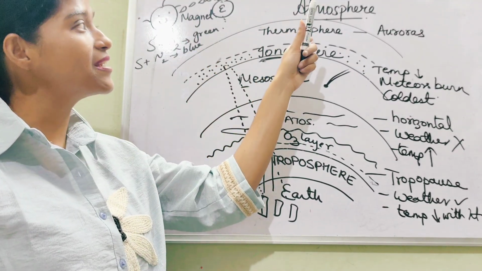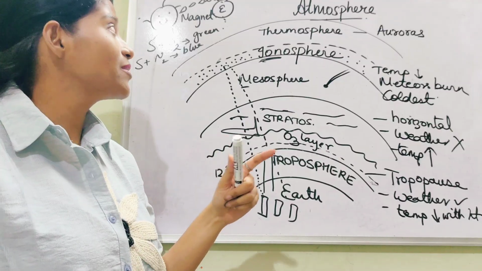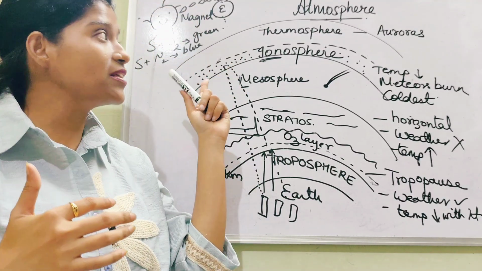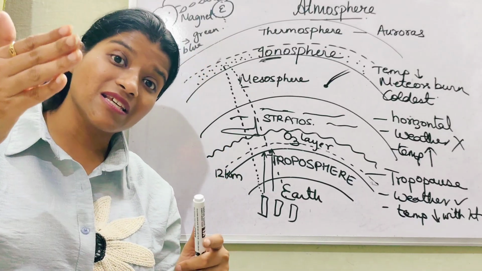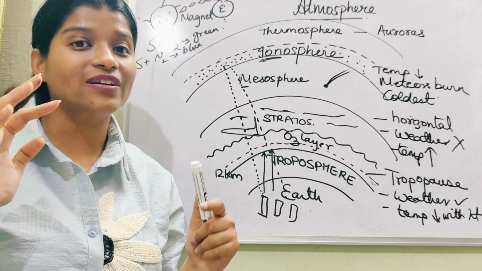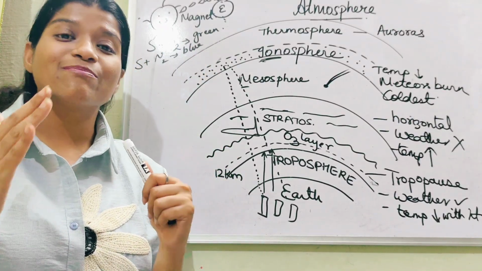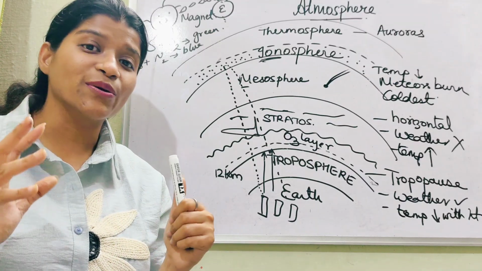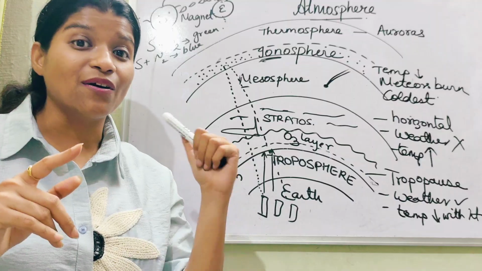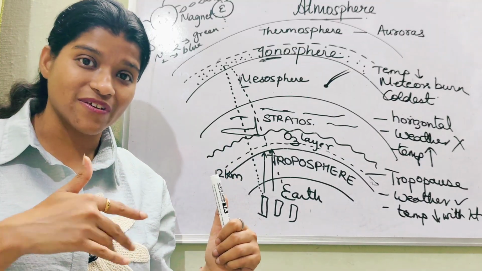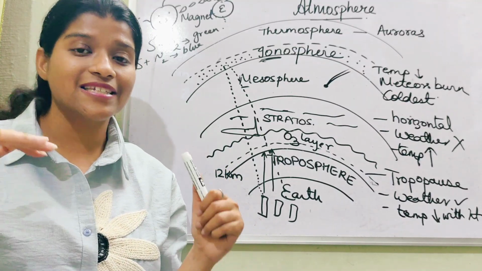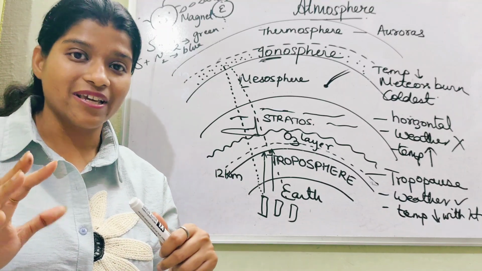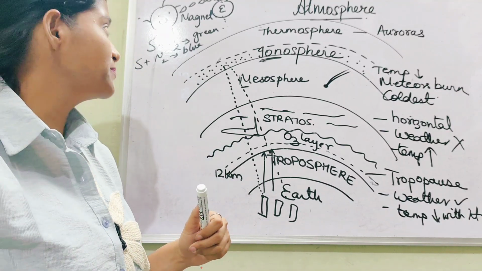So what is happening in thermosphere? Auroras. When the northern lights happen in the northern hemisphere, then it is called aurora borealis. But when it happens in the southern hemisphere, then it is called aurora australis. Remember, Australia is in the southern hemisphere, so aurora australis is seen near 90 degrees south, in the south pole. So that's it.